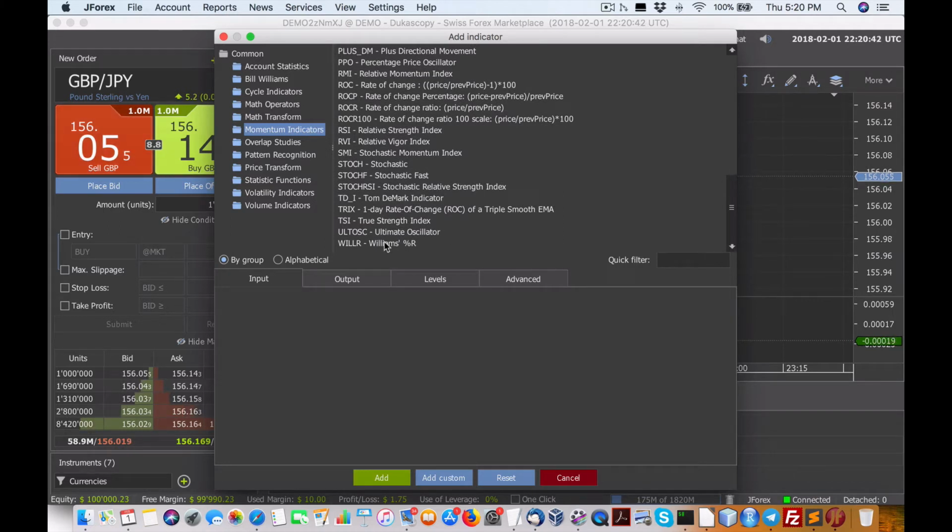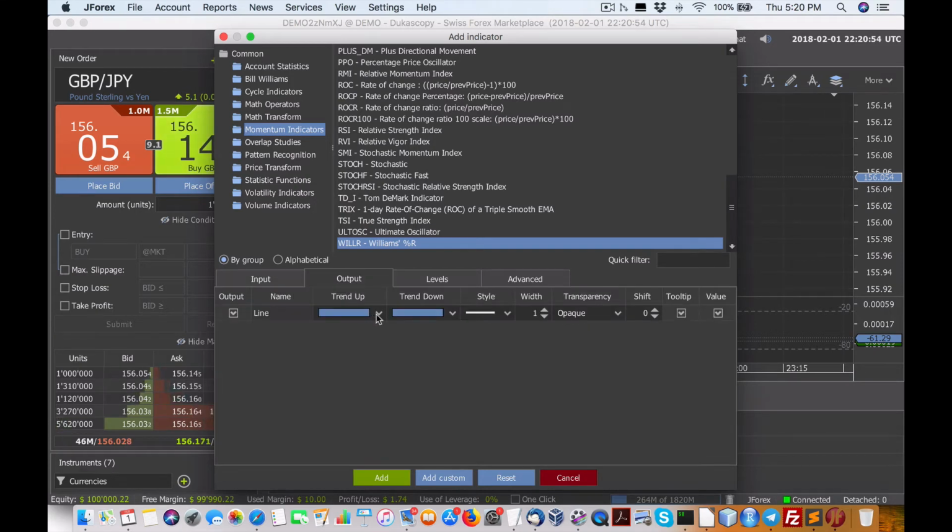We have Williams R. So let's give that a whirl. Time period 14. I can easily shorten that. But again, let's see how it compares against the rate of change. So we have uptrend green, downtrend red, style. I do like this type of style with opaque, all that. And let's add it. Let's see what happens here.